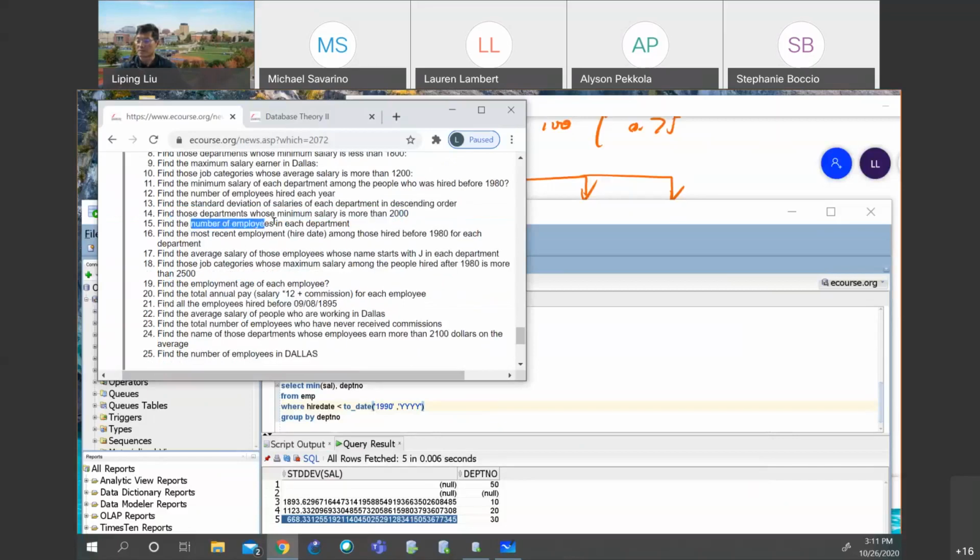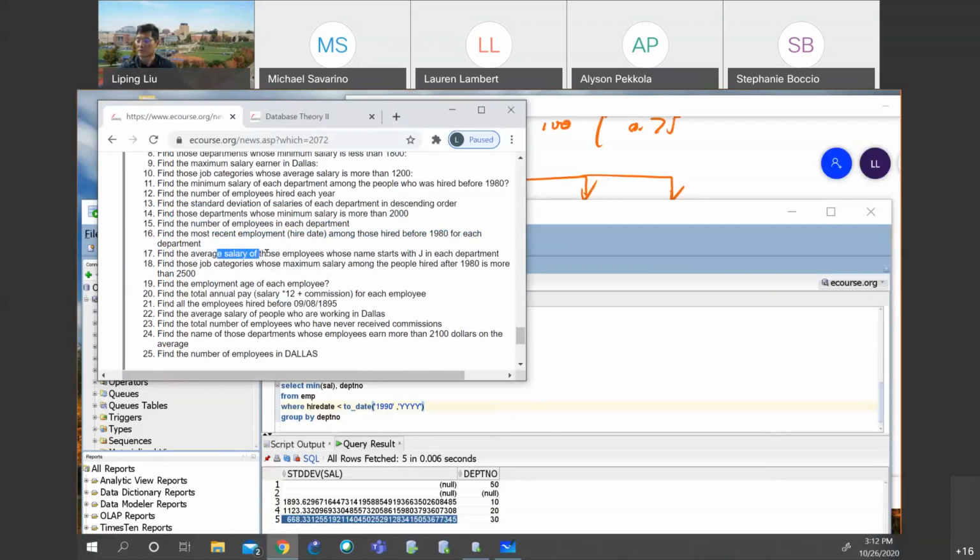Find the number of employees in each department. That should be simple. Find the most recent hire date among those hired before 1980 for each department. So you're going to do selecting cases too, and then you also do group by, and then you do maximum hire date.